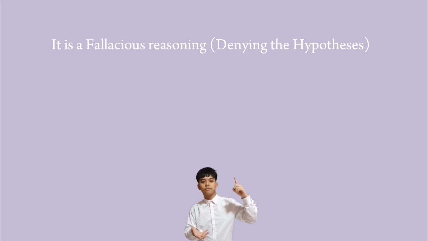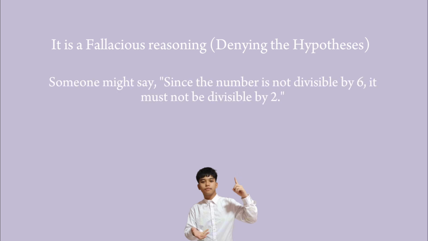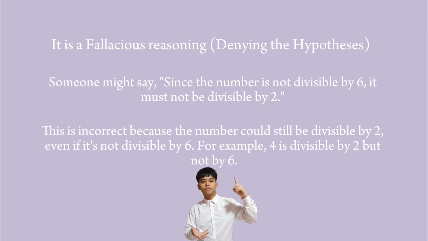It is a fallacious reasoning. Someone might say, since the number is not divisible by 6, it must not be divisible by 2. So this is incorrect because the number could still be divisible by 2 even if it's not divisible by 6. For example, 4 is divisible by 2 but not by 6.